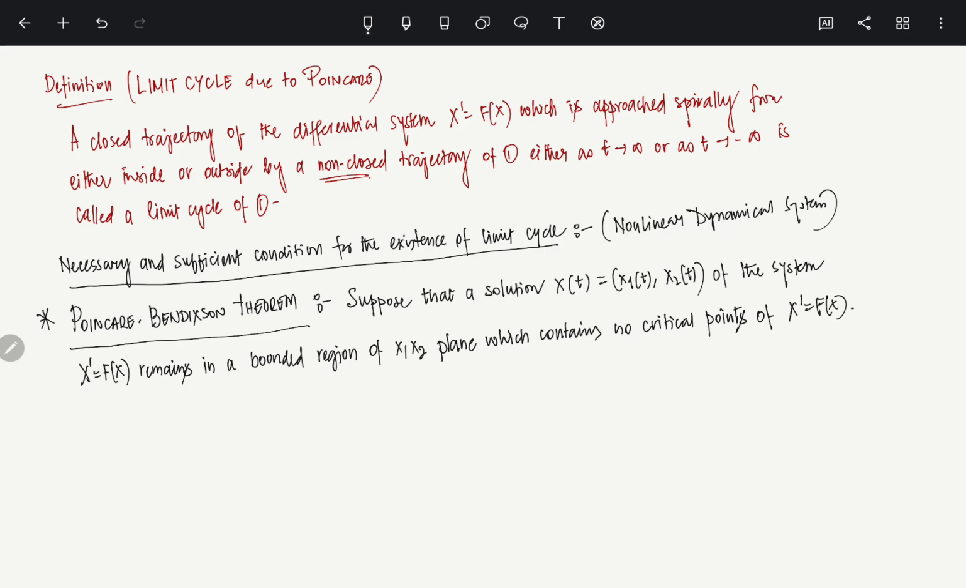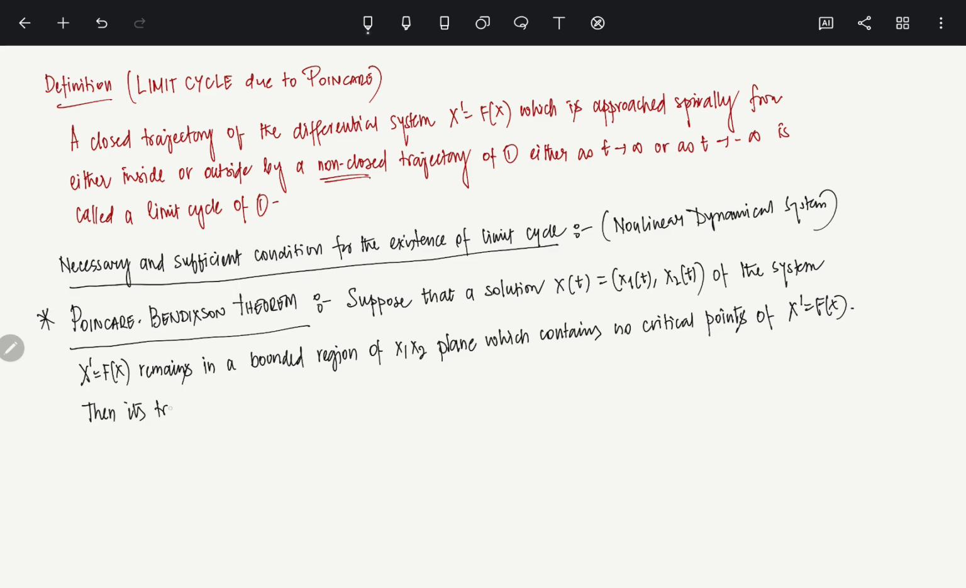So basically what we are saying is this: if you have a solution of this system, and if you can somehow capture the solution in a region which does not have any critical points of the system, then it's a beautiful theorem.